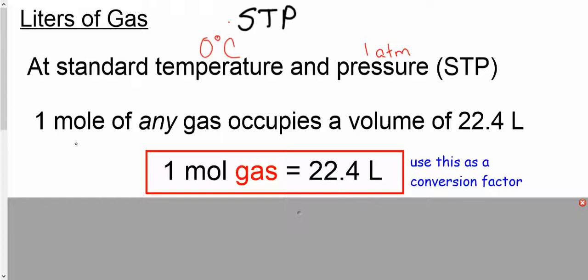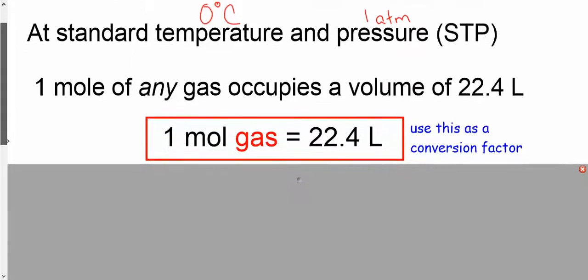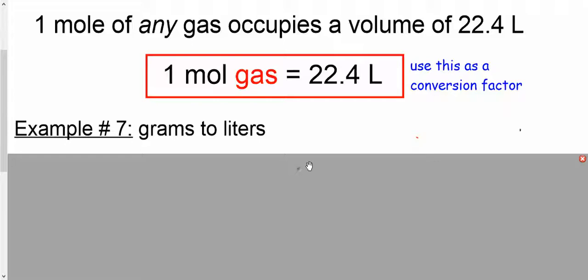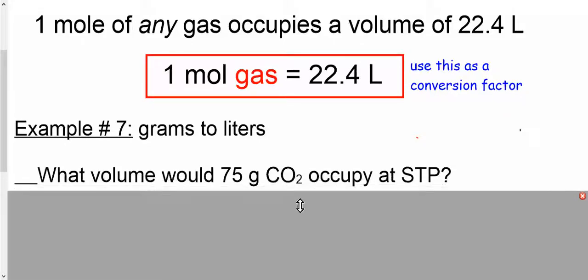An example might be grams to liters. What volume would 75 grams of carbon dioxide occupy at STP? Well, the first thing we'll have to do is change 75 grams of carbon dioxide to moles. Once we get it into moles, we know that 1 mole occupies 22.4 liters. So we're going to go from grams to moles to liters. First step is to write down our given.